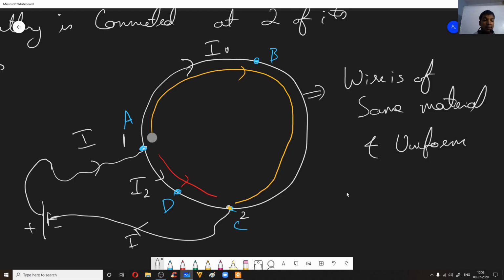Now the question is, what is the magnetic field at the center in such a situation? We'll see how to calculate. The assumption we have made is that the wire is of the same material, and it is also uniform, of uniform thickness.